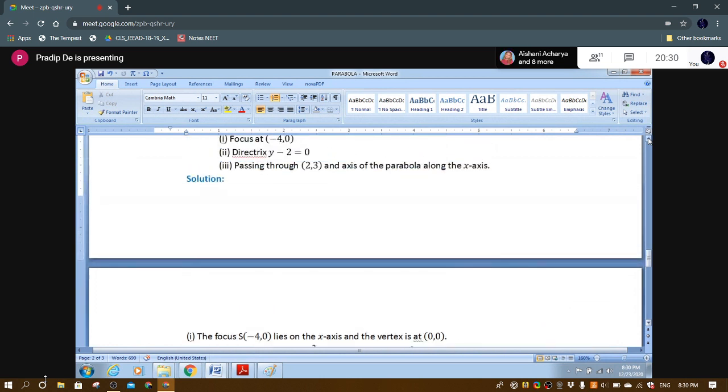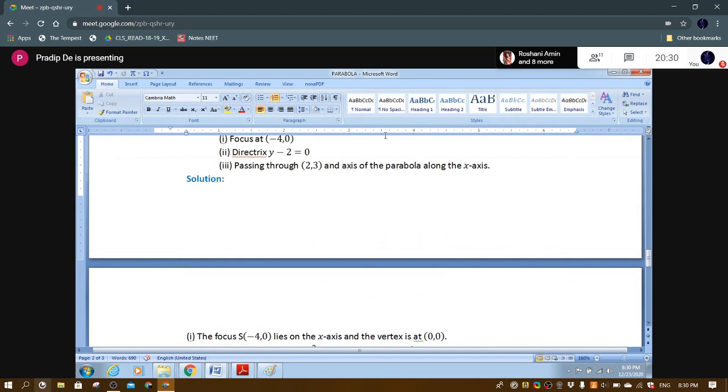Part 3. Now the parabola passes through the point (2, 3), and the axis of the parabola is along the x-axis. If the axis is along the x-axis and the parabola passes through the point (2, 3), is it type 1 or type 2? Type 1, because the point is in the first quadrant. Type 2 parabola passes through the second and third quadrant, not in the first quadrant.